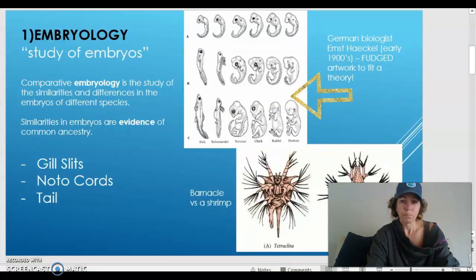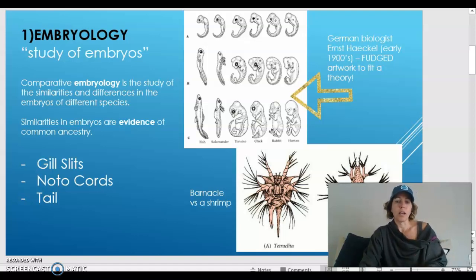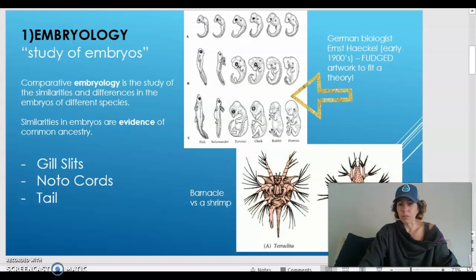So number one is embryology. Now, embryology is the study of embryos. And so we call that comparative embryology, where we're going to compare the embryos of different species.